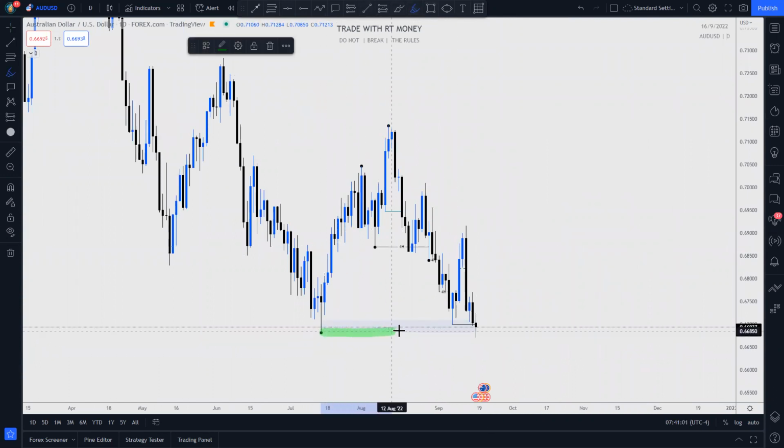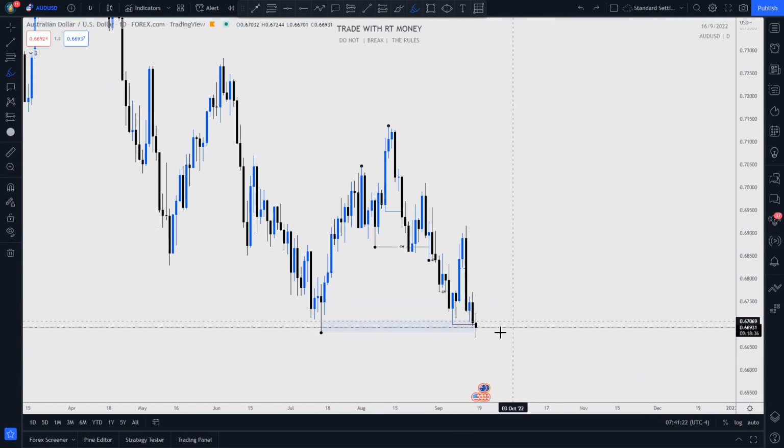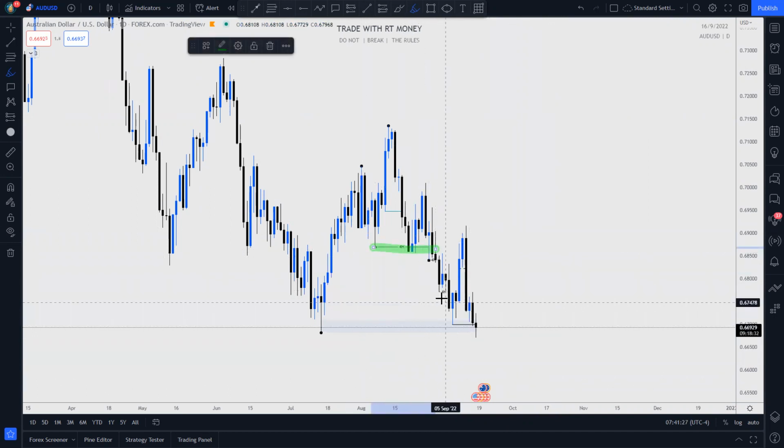I also want to bring your attention to this last break here that happened while I was sleeping. Once we get a daily close past here, it's going to mark a very powerful indication that price wants to continue lower. We already have a wick past here, but on a lower time frame, the 4 hour, that's a 4 hour close, right? And we see the internals.